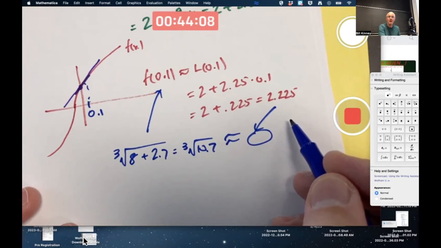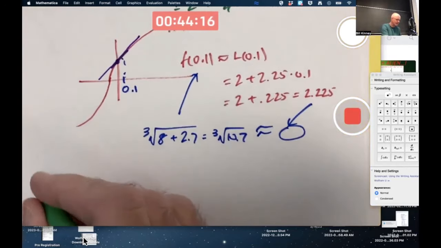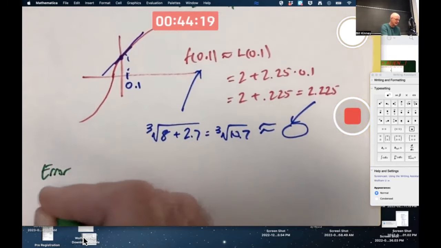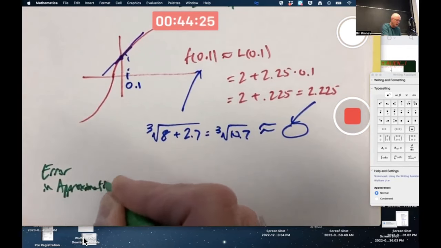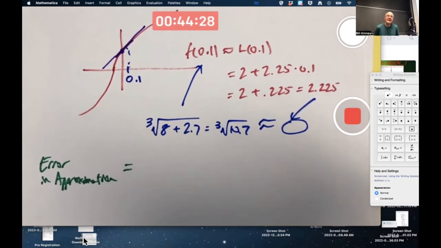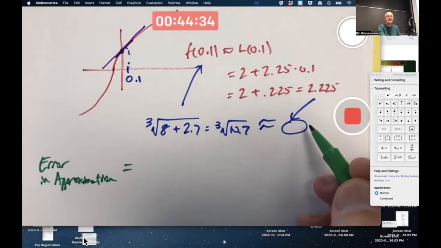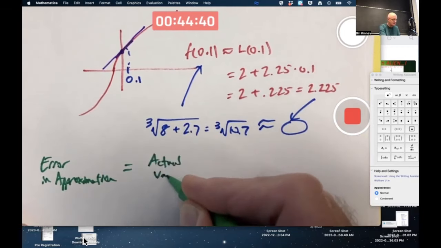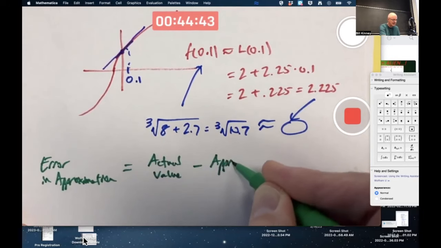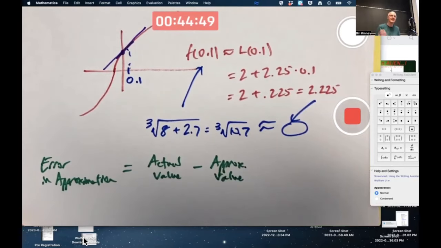You also are going to have a problem or two or three where you have to think about error in the approximation. Not meaning you did anything wrong mathematically speaking, meaning you got an approximate answer, not an exact answer. That's what the error means. And I always remember this as actual value minus approximate value. And that's easy to remember because actual comes before approximate in a dictionary.